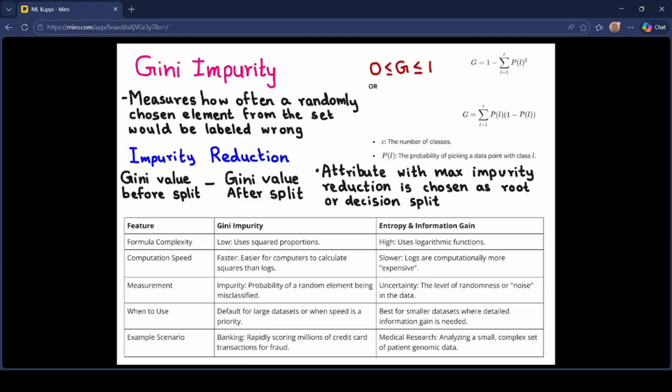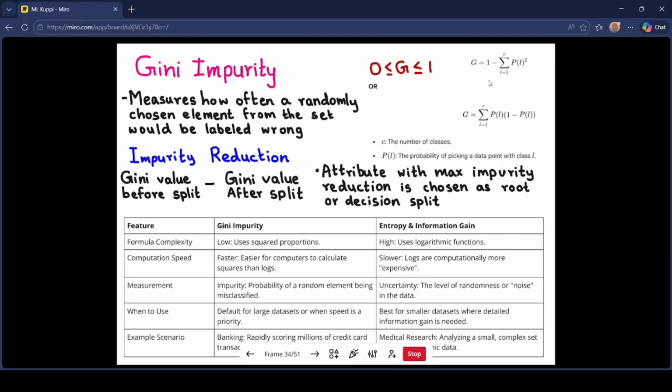And next we have the Gini impurity, the other technique of figuring out the splitting attribute. Okay, so Gini impurity measures how often a randomly chosen element from the set would be labeled wrong. So here we are going to measure how wrong our classification could be. So using that, we are going to find the Gini value, and considering the Gini value, we are going to reduce the impurity. Now we are going to measure the impurity first, and then we want to reduce the impurity. And then we are going to select the attribute with the maximum impurity reduction as the root split.